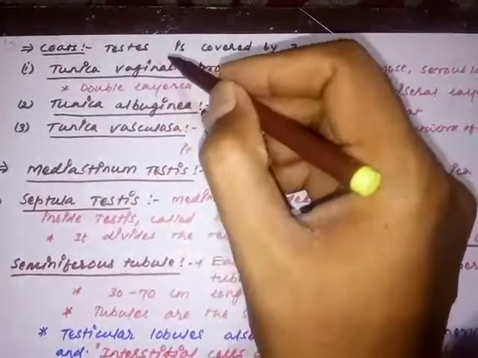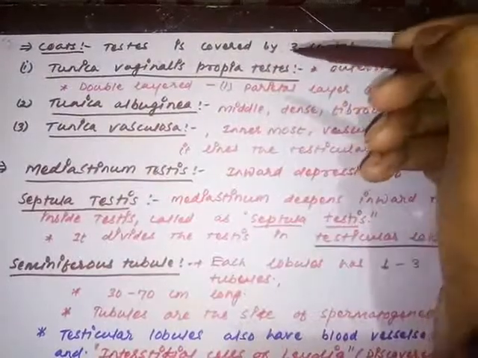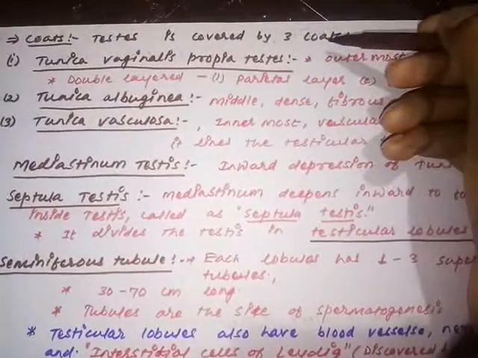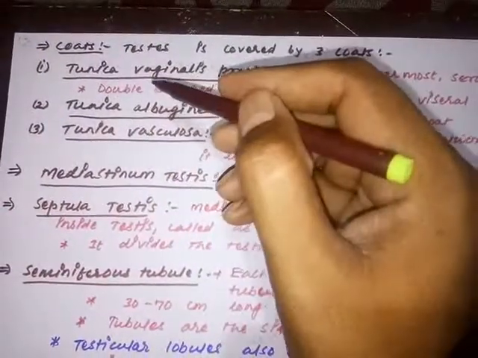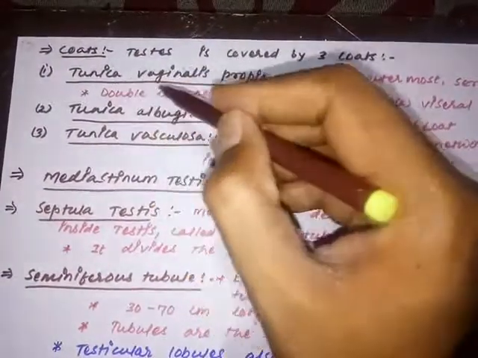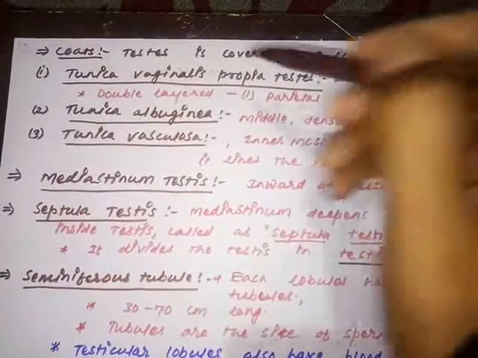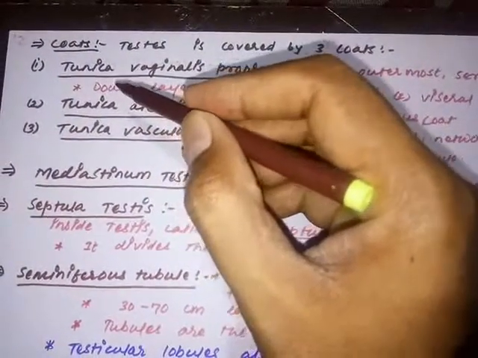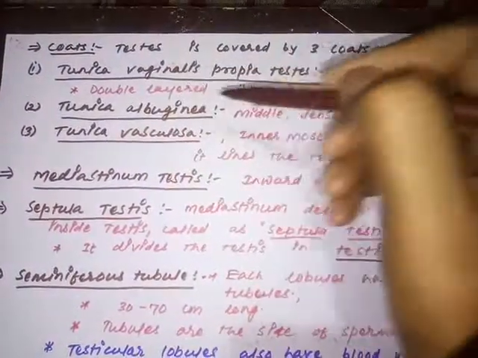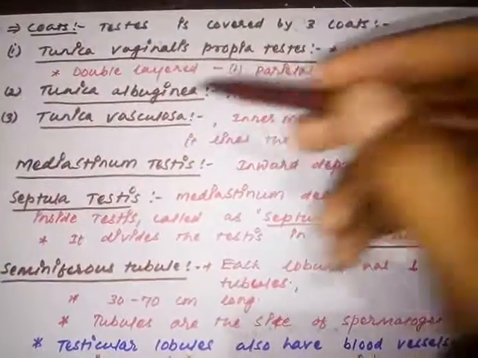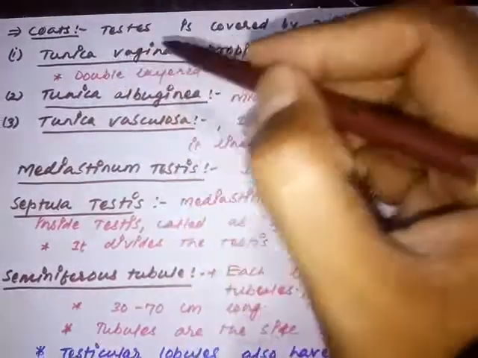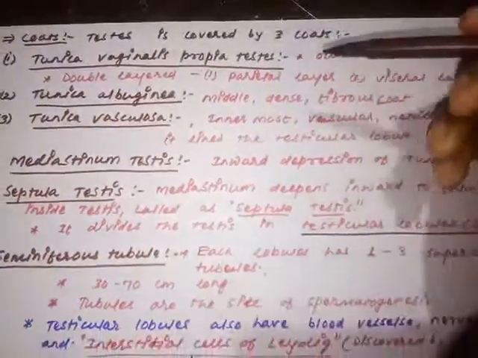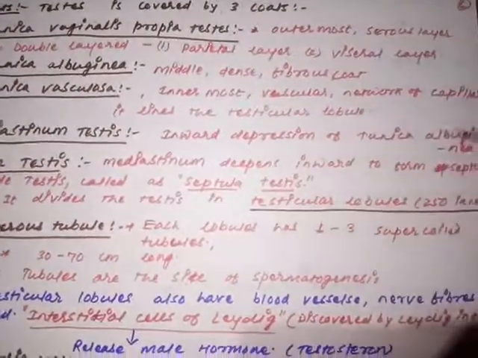So testis is covered externally by 3 layers, means 3 coats, 3 sheaths, 3 tunics. The first tunic is called tunica vaginalis propria testis. The first tunic or first covering is called tunica vaginalis propria testis. Tunic means always the covering. Remember, tunic means what? The covering. So tunica vaginalis propria testis is the outermost covering.